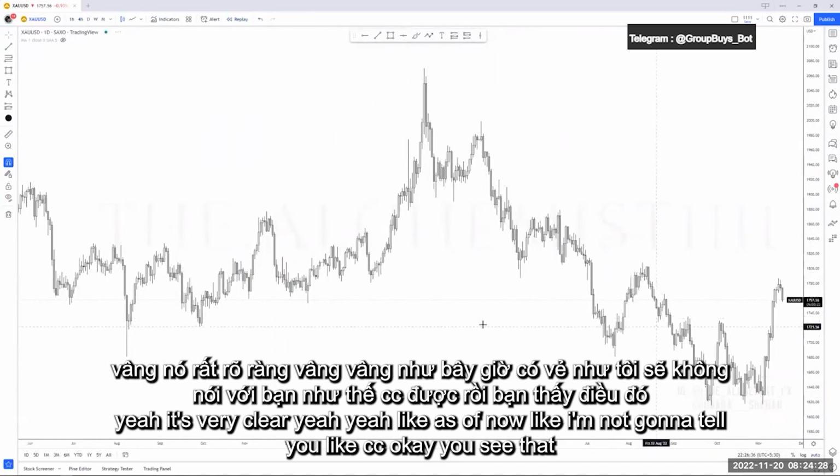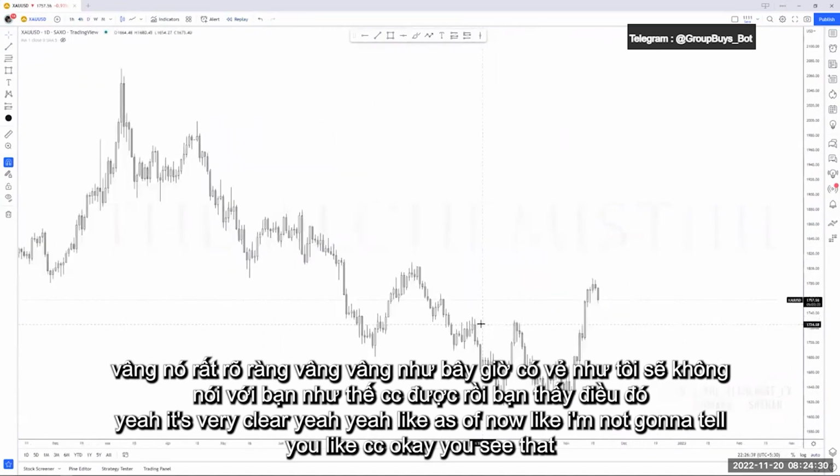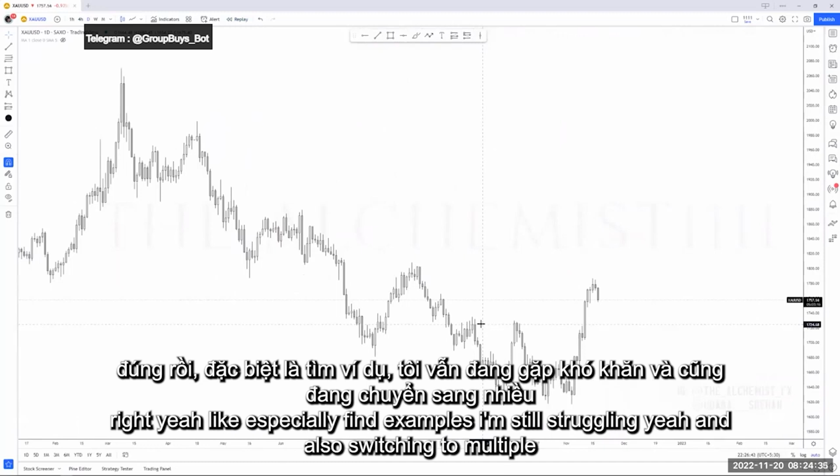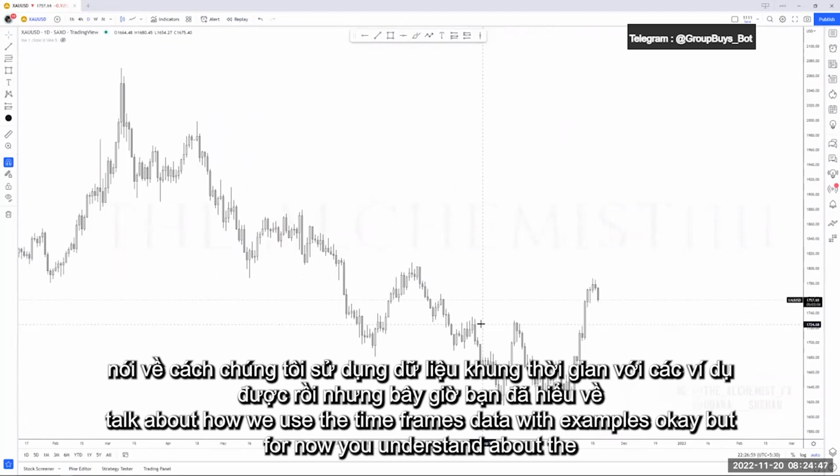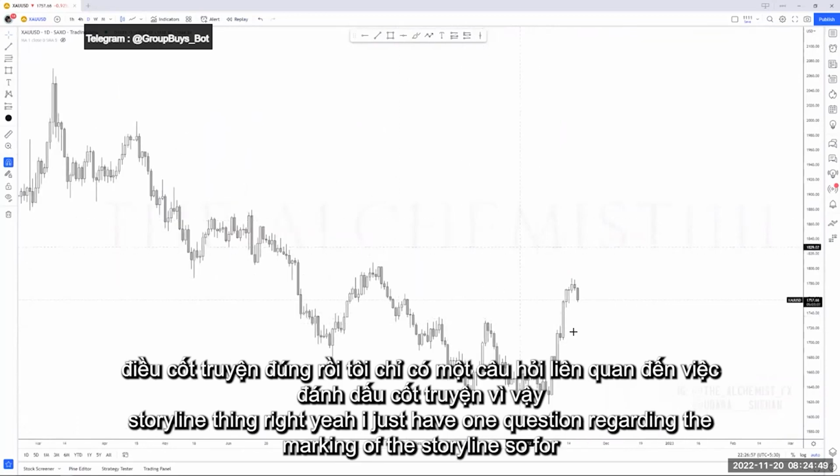Yeah, it's very clear. Like as of now, I'm not going to tell you it's easy, especially even to find examples, I'm still struggling. And also switching to multiple time frames. Okay, let's talk about how we use the time frames later with examples. But for now you understand about the storyline thing, right?